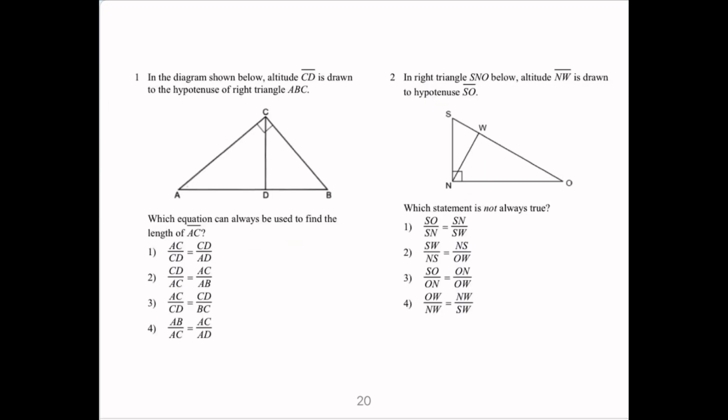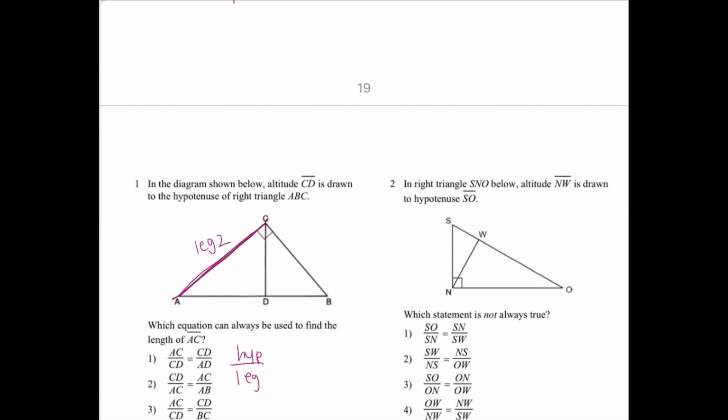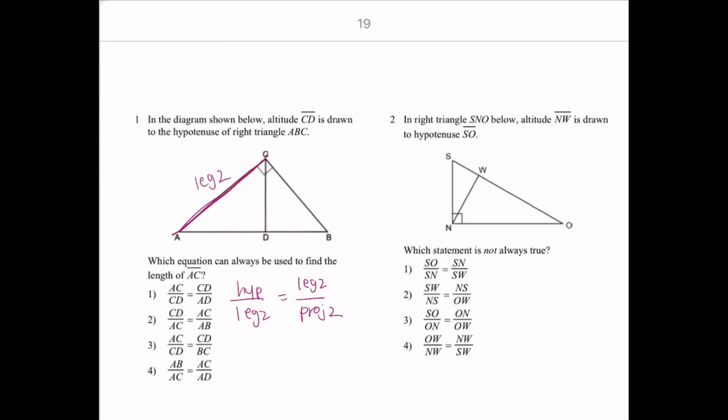In the diagram shown below, altitude CD is drawn to the hypotenuse of right triangle ABC. Which equation can always be used to find the length of AC? So AC is this length right here, which is leg 2. Looking back at our equations, we can see that leg 2 is used in the last equation here: the hypotenuse over leg 2 is equal to leg 2 over projection 2. The hypotenuse for this is AB, leg 2 is AC, and projection 2 is right here, AD. So looking at the answer choices, number 4 is your answer.